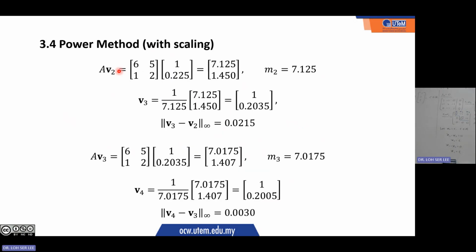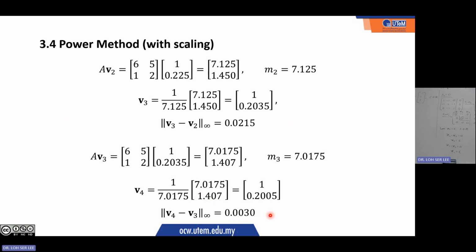So AV2, after you compute, the largest entry is this one. So this is your M2. So this one divided by this, to get your next V. Then use the V3, this is your V3 minus the V2. Then you select the largest magnitude to be your error. So continue the process.